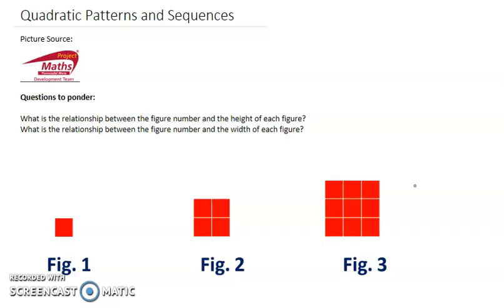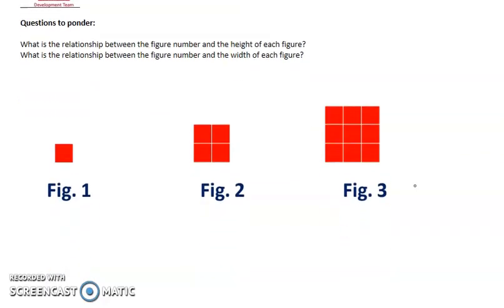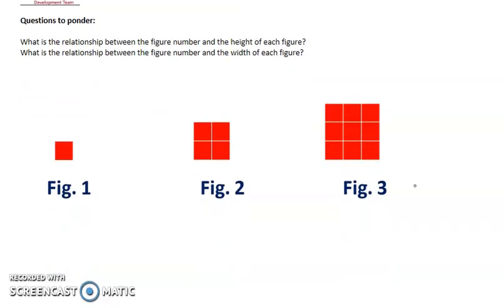Okay, so let's have a look at the first pictures here. We have figure 1, figure 2, and figure 3. Obviously, you can see they have a different number of squares. Figure 1 has 1, figure 2 has 4 squares, and figure 3 has 9 squares.